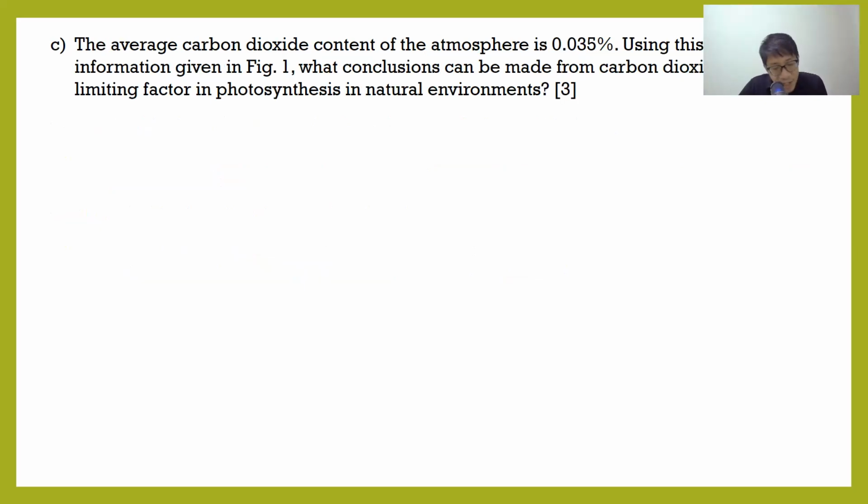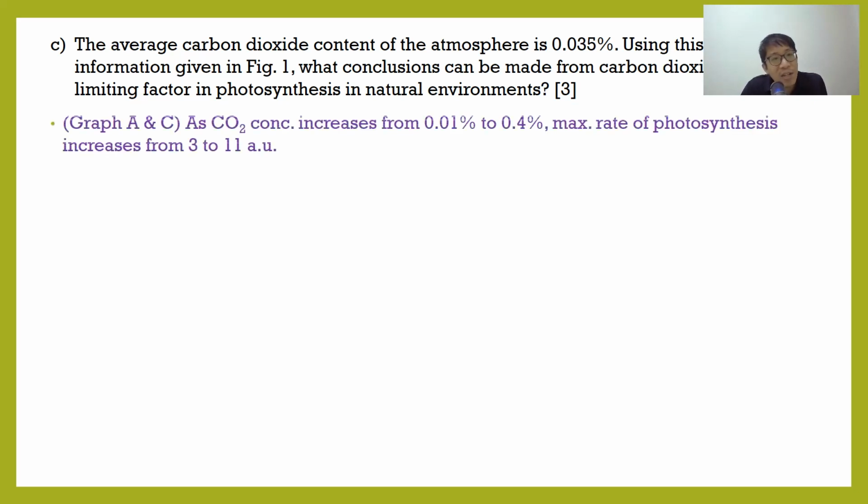Okay, let me just continue. For part C, it talks about the carbon dioxide concentration, and the average atmospheric carbon dioxide concentration is 0.035%. So what can you conclude from this?